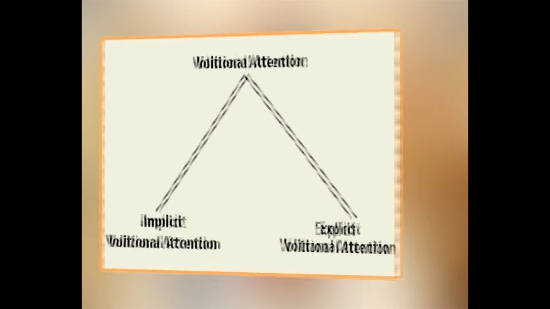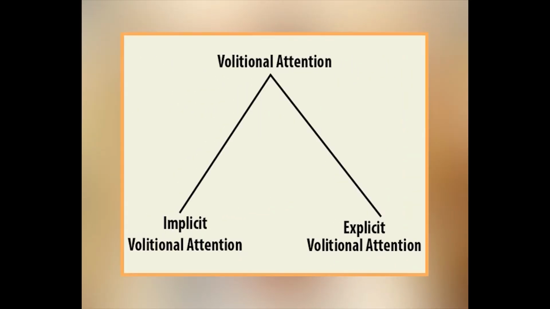If someone says, "Look here, listen to what is being said," and if we respond to these commands accordingly, we are attending voluntarily. Volitional attention is further subdivided into two categories: implicit volitional attention and explicit volitional attention. In implicit volitional attention, a single act of volition is sufficient to bring about attention.